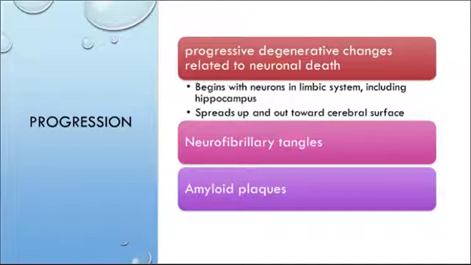Progression. Progressive degenerative changes. This is Alzheimer's or even just dementia related to neuronal death. Now, Alzheimer's begins with neurons in the limbic system, including the hippocampus. Again, I put notes specific to this in your whole brain function section on your study guide. It spreads up and out toward the cerebral surface. They have amyloid plaques, which are insoluble deposits that damage the surrounding neurons, killing them and provoking an inflammatory response that may result in further brain damage, and your neurofibrillary tangles are abnormal proteins that join and twist.